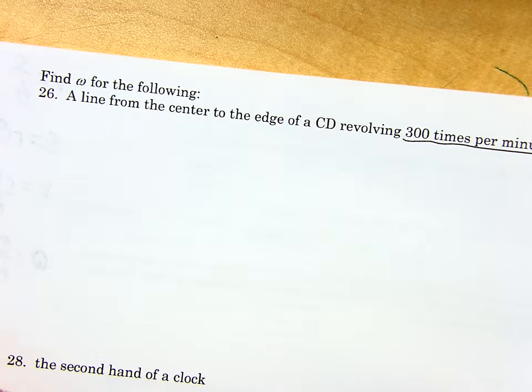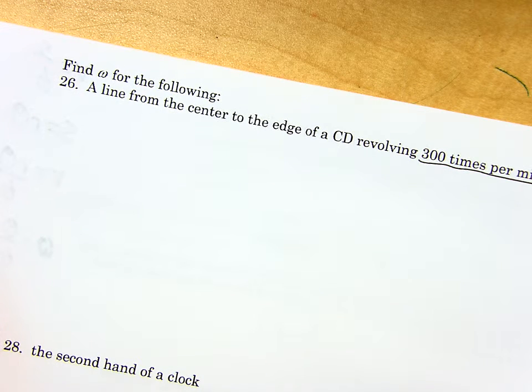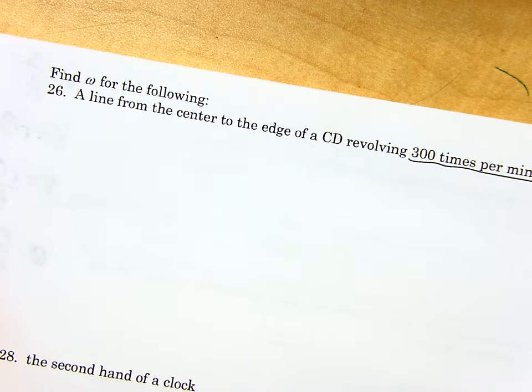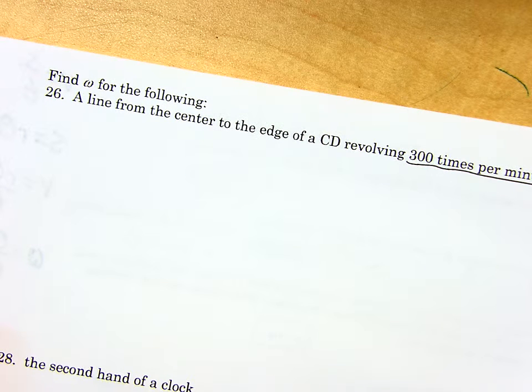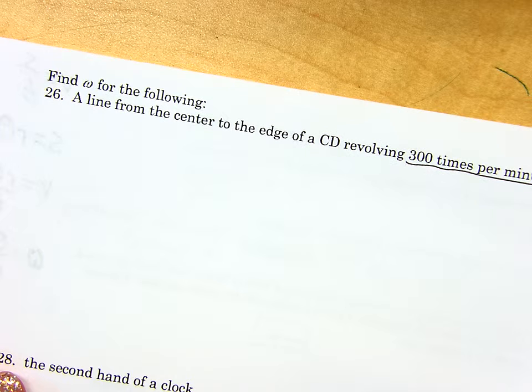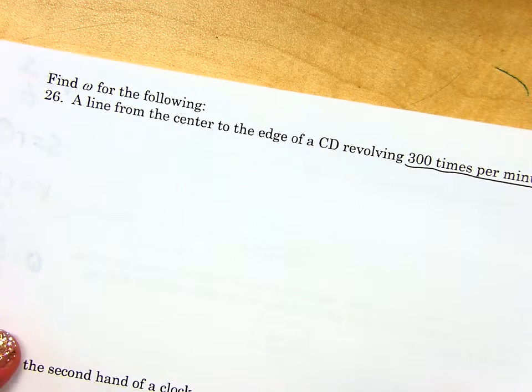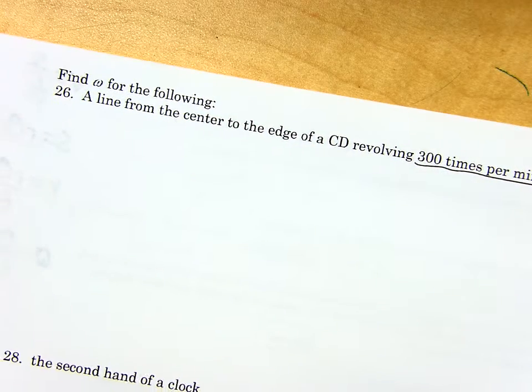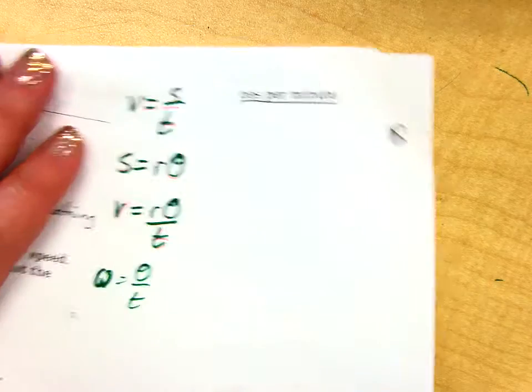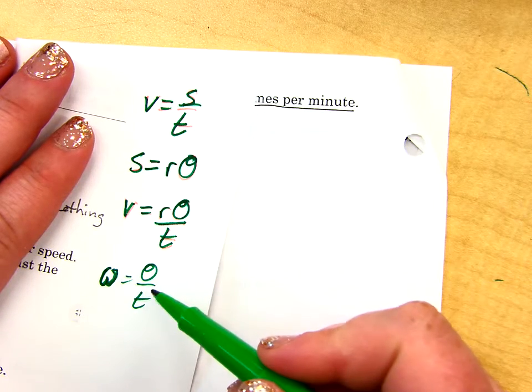Okay, so I'm trying to find angular velocity for the following. A line from the center to the edge of a CD revolving 300 times per minute. Okay? We ready? Everybody's ready? So, I'm looking for funny W. If I look over here, well, let's see. Oh, here's one with funny W.